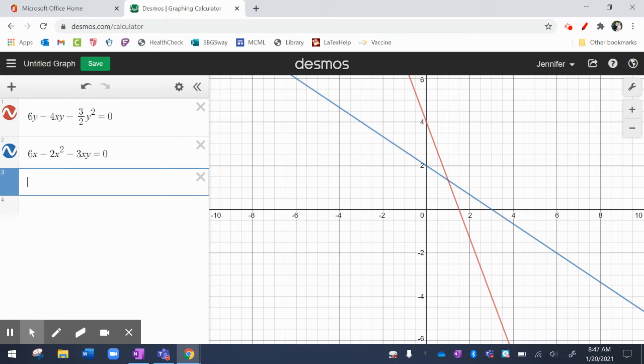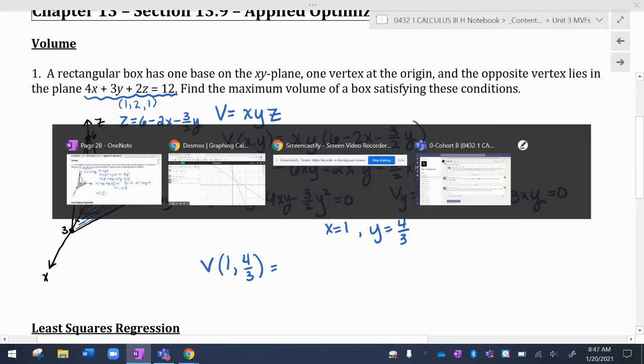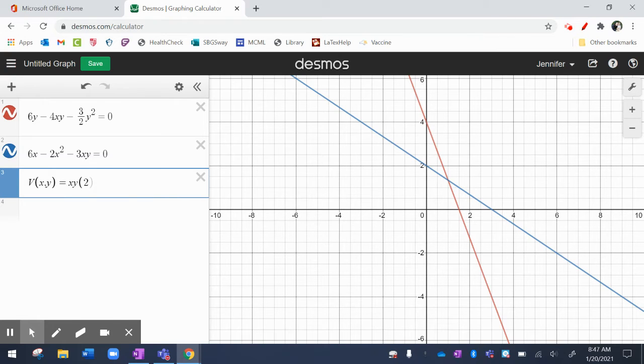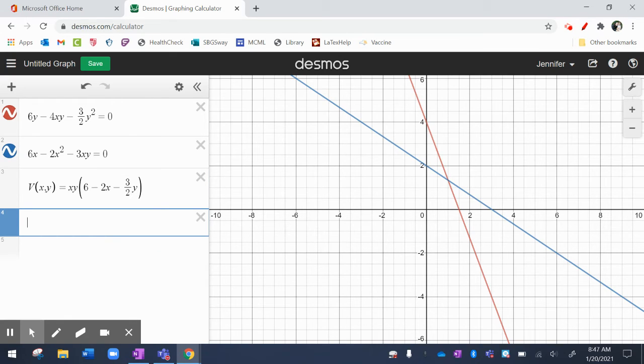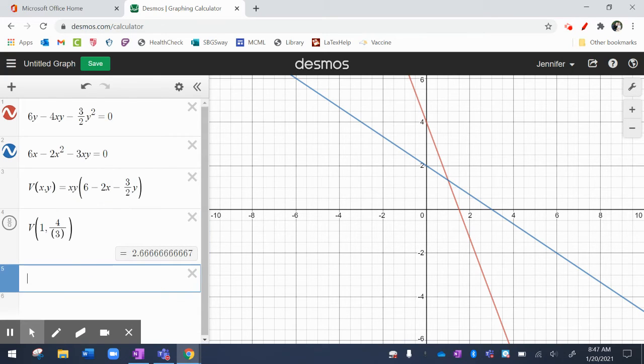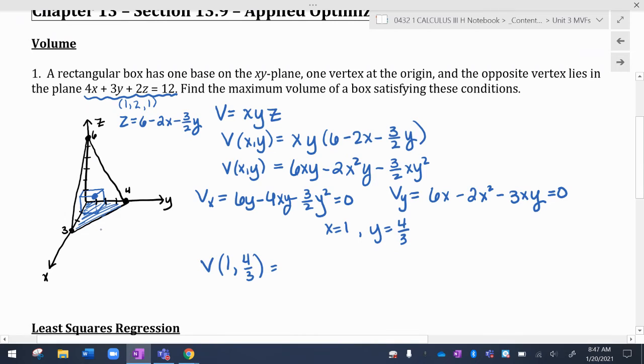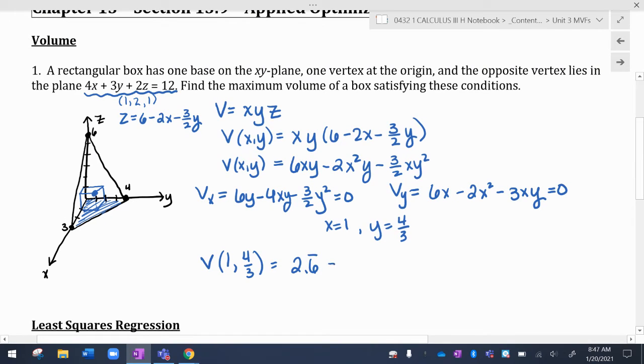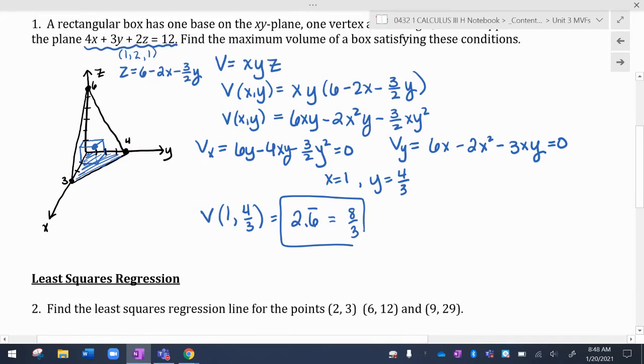So I'm going to define v of xy as xy times, what was it again? 6 minus 2x minus 3/2 y. So there's my volume function. I can't graph it because Desmos can't graph in 3D. But I want to evaluate that at 1, 4/3. And I get 2.6, or 2 2/3, or 8/3. And that is as big as the box can get. Cool. Next, we are going to do statistics.